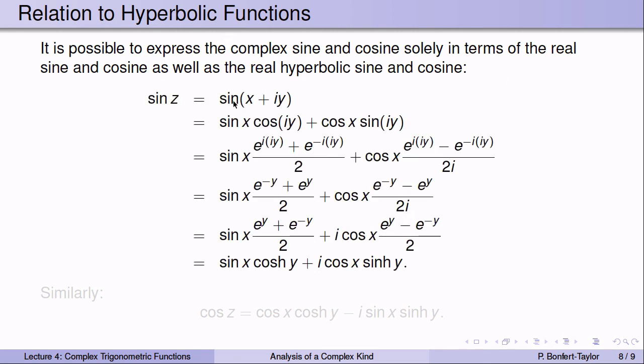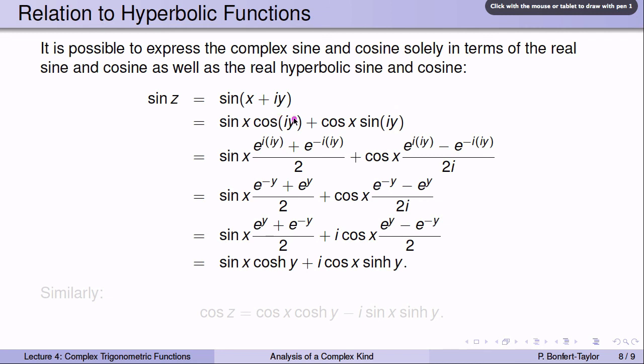Sine z is sine of x plus iy. We could view this x plus iy as the sum of two complex numbers. One of those complex numbers is x, the other one is iy. In other words, we are allowed to use the addition formula here. So this becomes sine x cosine iy plus cosine x sine iy.